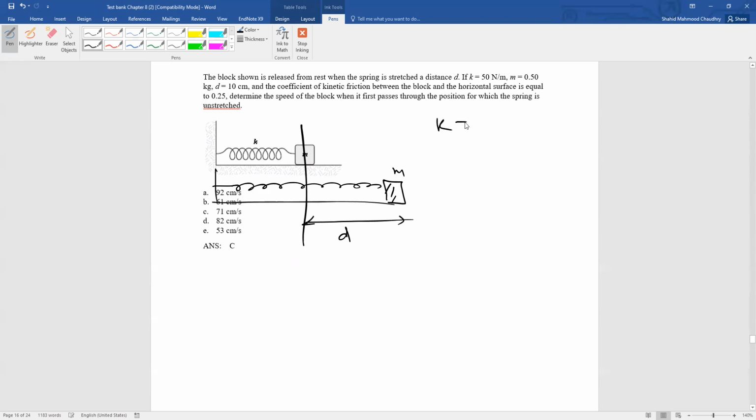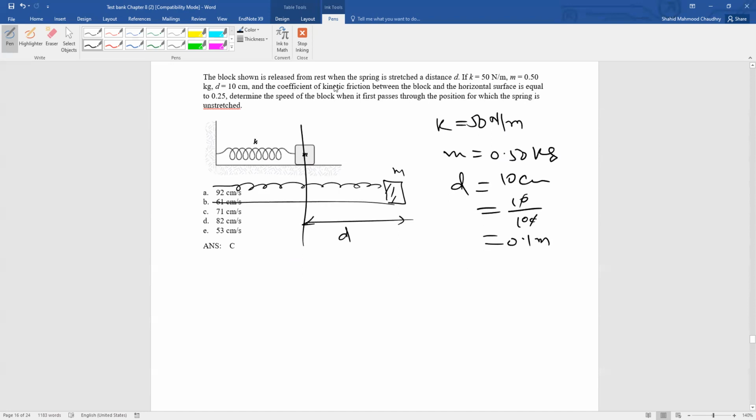So the K value is given as 50 Newton per meter, the M value is given as 0.50 kg, and the distance d is given as 10 centimeter. You will convert it into meter, so this will be 0.1 meter. And the coefficient of kinetic friction between the block and the horizontal surface is 0.25. So it means the coefficient of friction is 0.25. This is given.